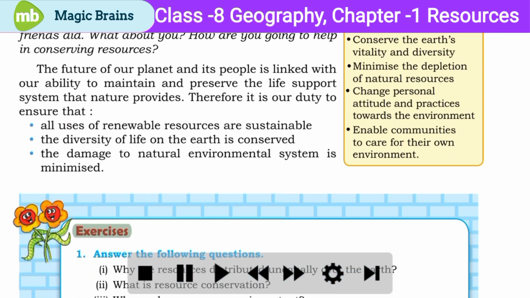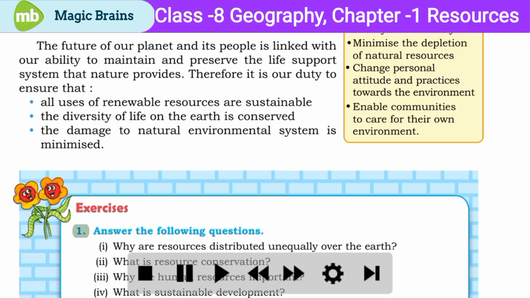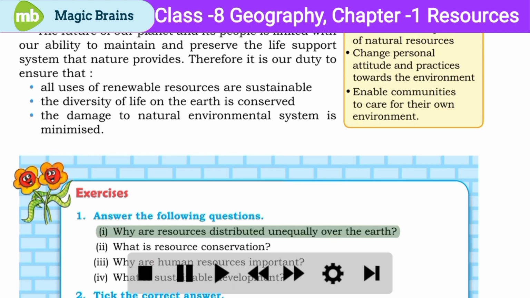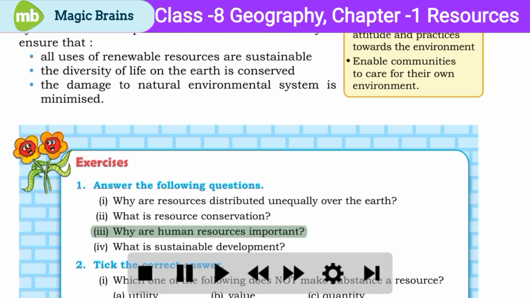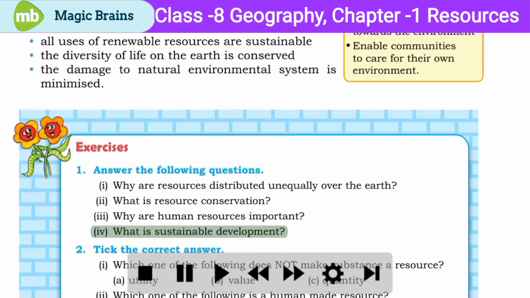There is a big blue box on page number 5, which reads Exercises. First, answer the following questions. Question number 1. Why are resources distributed unequally over the earth? Question number 2. What is resource conservation? Question number 3. Why are human resources important? Question number 4. What is sustainable development?